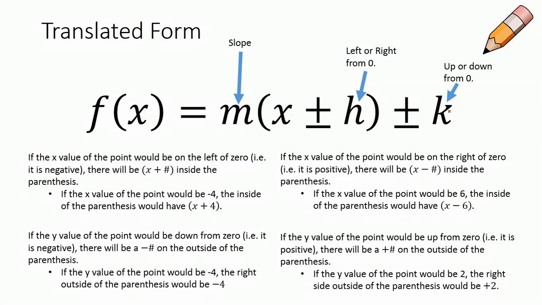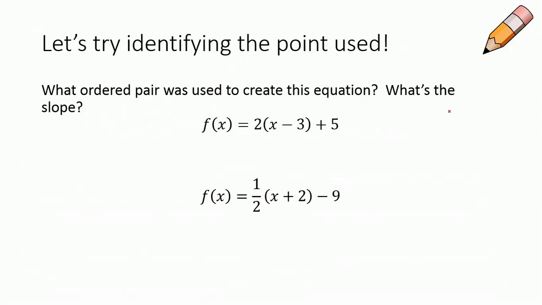Let's try just identifying what point we used. So I have this equation of a linear function. This is an equation, just not nice looking, not in y equals mx plus b form, but nevertheless it's an equation, and I need to find the ordered pair.